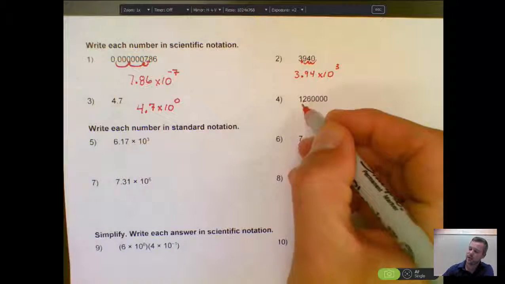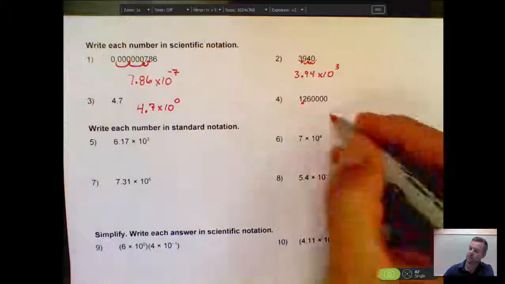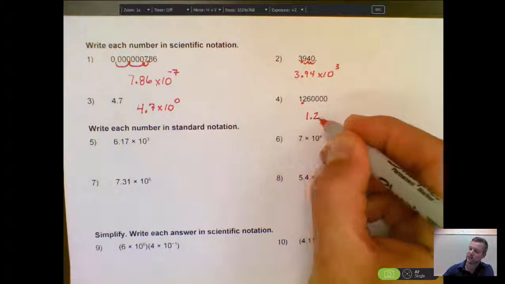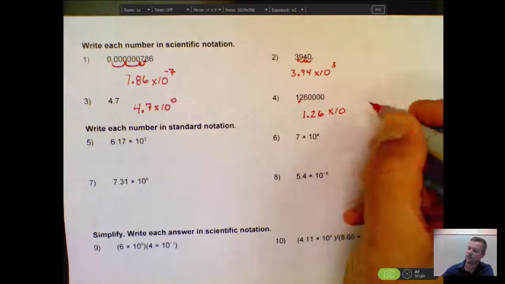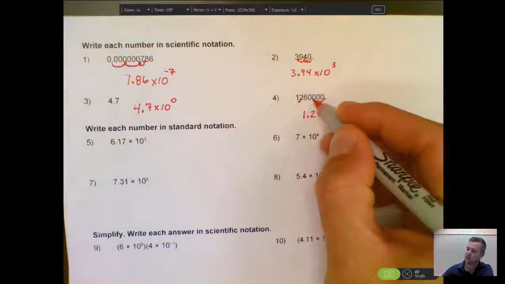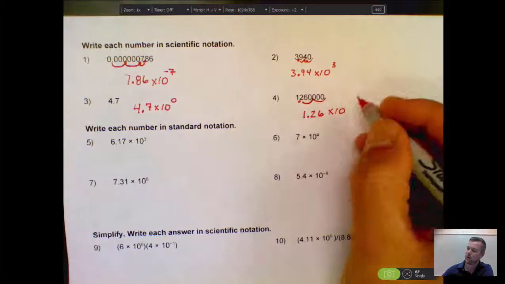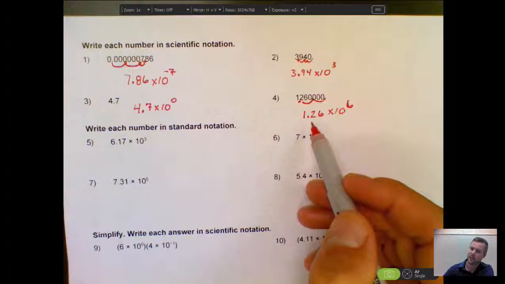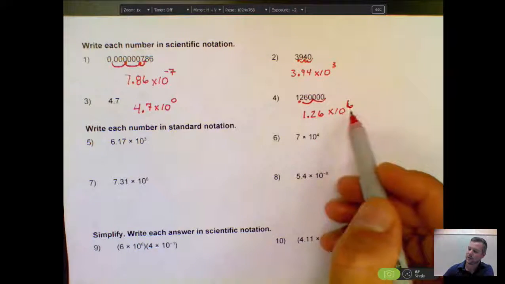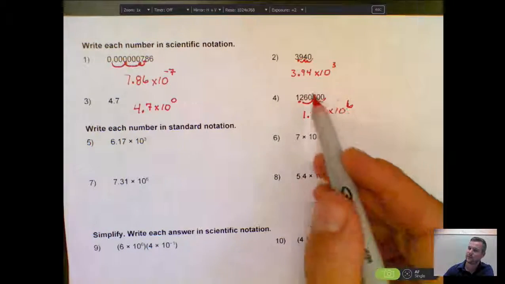Number 4, between the 1 and the 2, 1.26, that's 3 sig figs, just like my initial. We know it's times 10. We know it's going to be, there's 3 spots, 3 more, 6. Now, positive or negative, a reasonable sized number times a big number makes a big number. Positive is big.